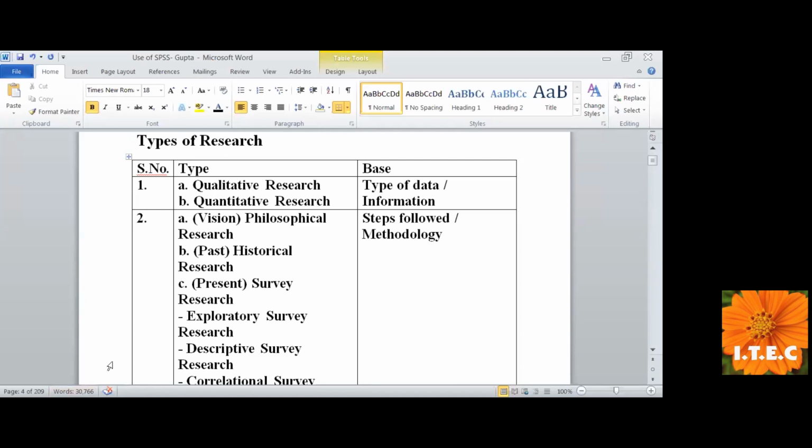So you can differentiate them on the basis of the steps followed or methodology, because the steps which you follow in the philosophical research are not the same as those you follow in the historical research, and are not the same as those you follow in experimental research, etc., etc. So I hope that's what you have understood.